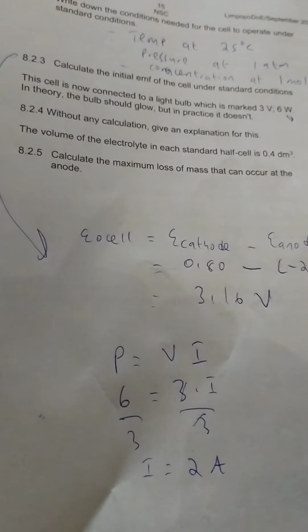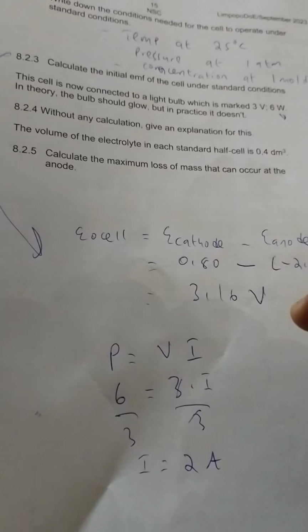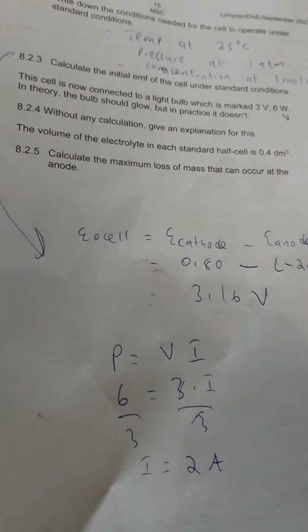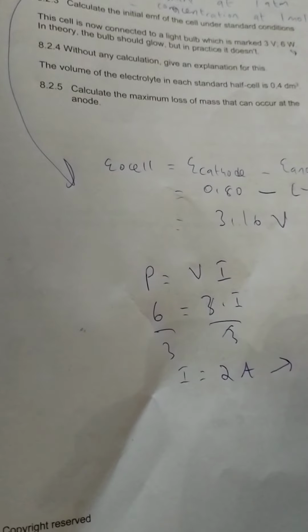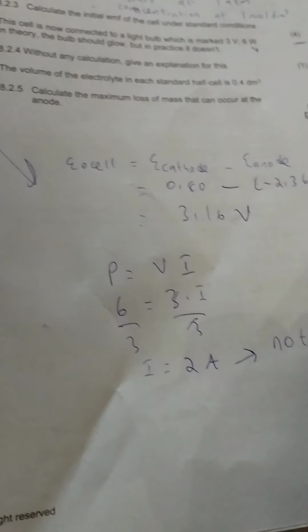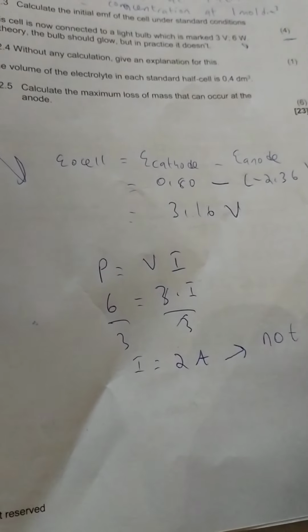So the question is saying that the bulb should glow, but it does not. So what's happening? The current we're getting won't be enough. They're asking us why it's not glowing, meaning that the current is not enough, because if you don't have enough current, the bulb won't light.